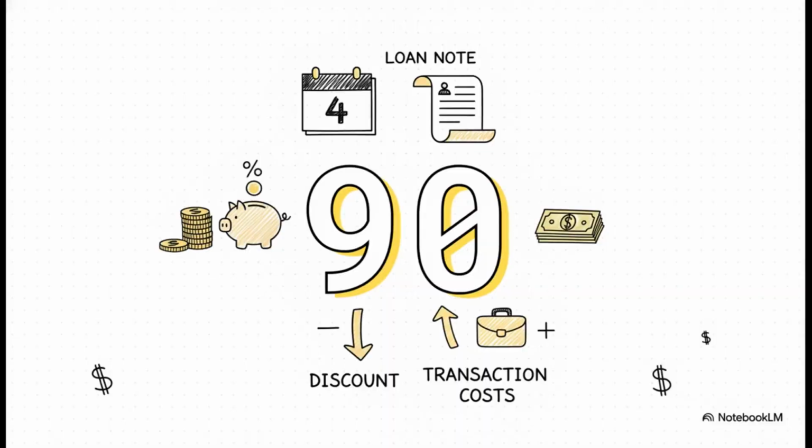Let's look at an example to make this super concrete. Imagine a 4-year loan note with a nominal par value of $100 million. But it's issued at a discount of $12 million, and we have to pay $2 million in transaction costs. So what is our starting asset value? Well, 100 minus the $12 million discount gives us proceeds of 88. Then we capitalize the $2 million in transaction costs, effectively adding it back in. That means on day one, we recognize an initial financial asset of exactly $90 million.